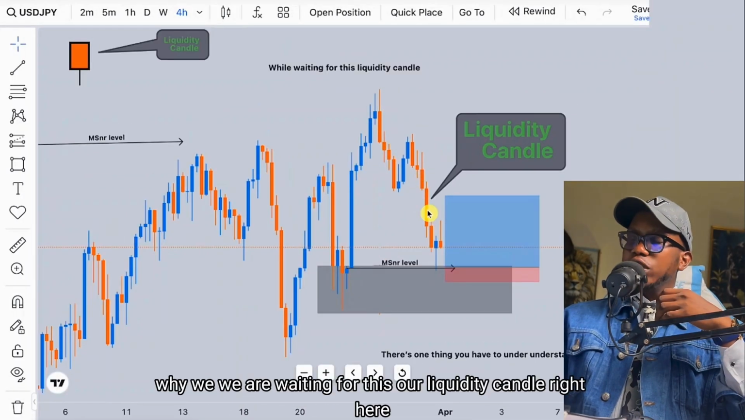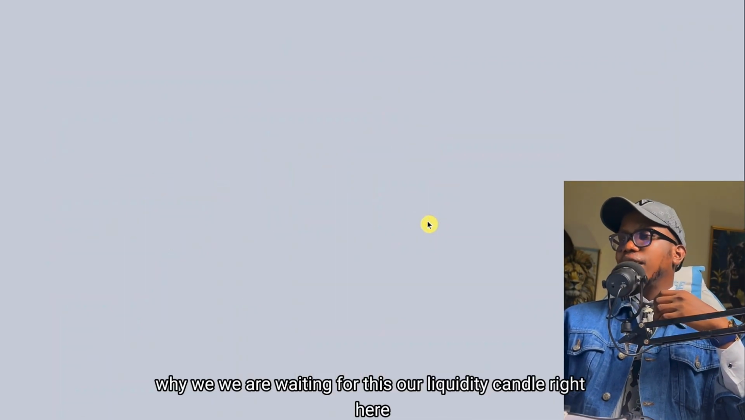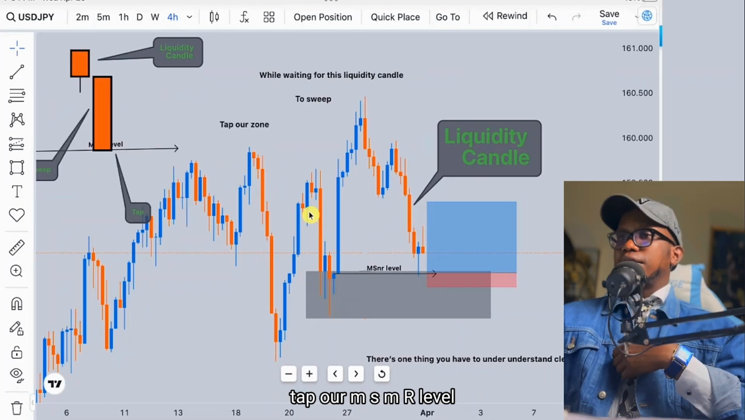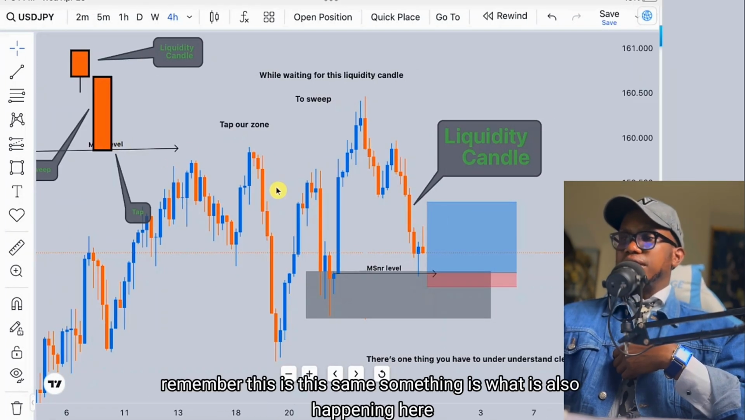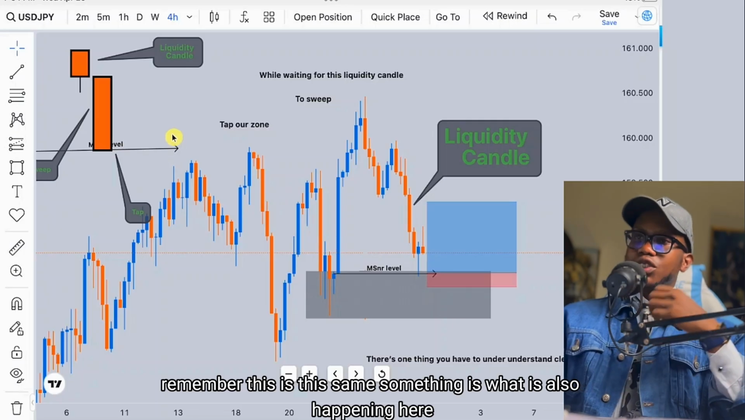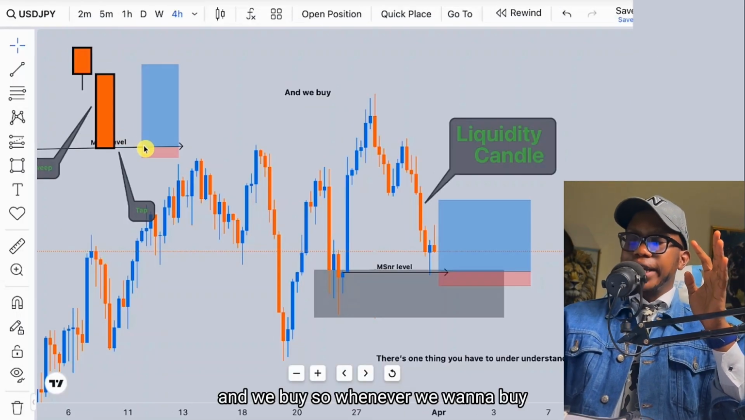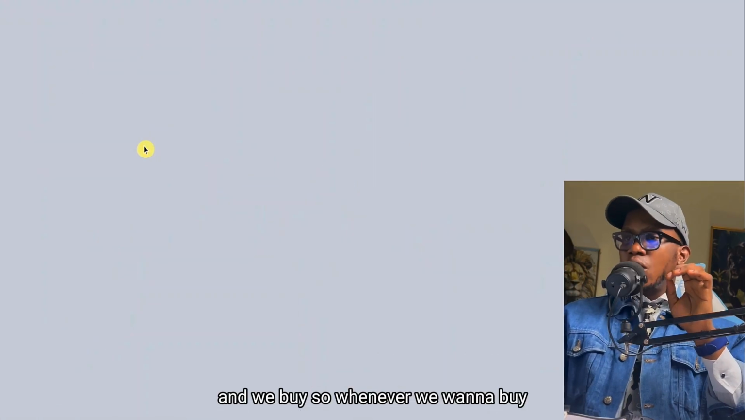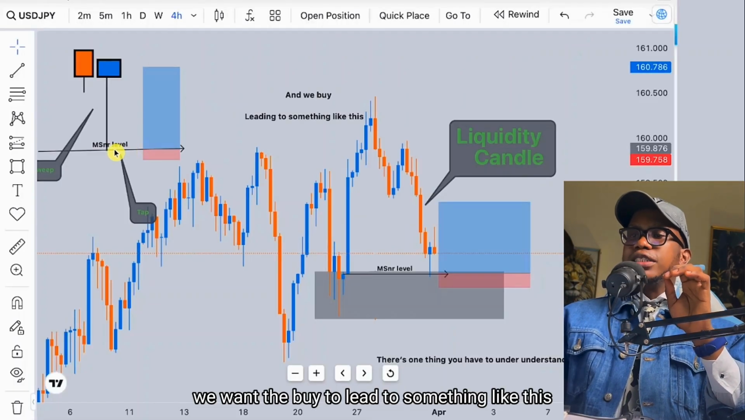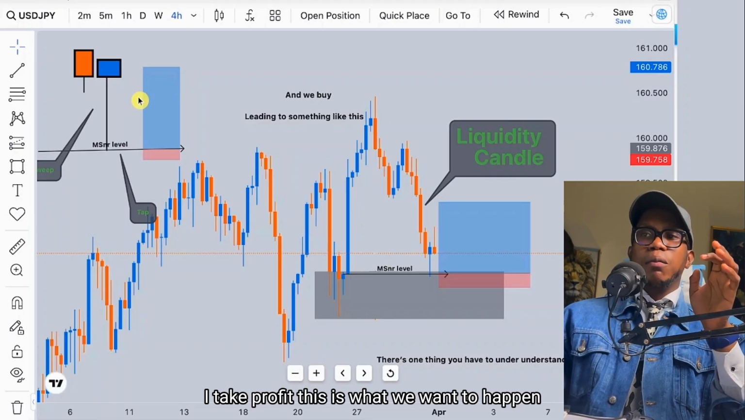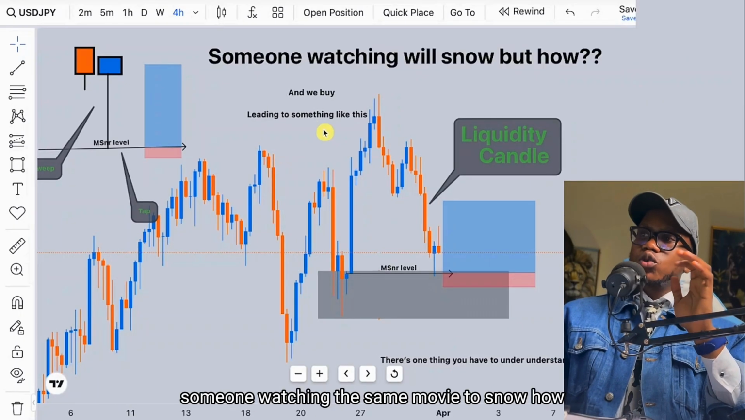Picture this now. See what happened here. While we were waiting for our liquidity candle right here to sweep this particular low and tap our MSNR level, remember, this same thing is also happening here. I'm zooming in, and we buy. So whenever we want to buy, we want the buy to lead to something like this, our take profit. This is what we want to happen. So you'll say, but victorsnow, how?